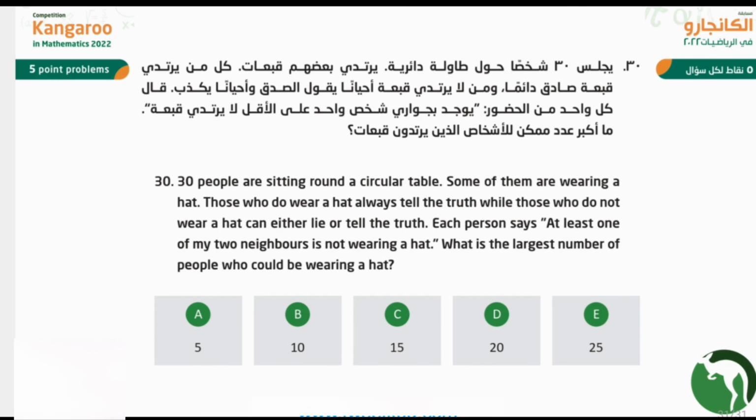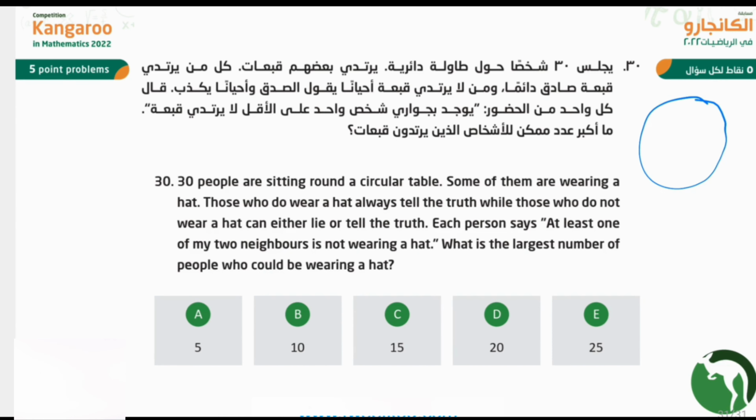Okay, now in question 30, the last question: 30 people are sitting around a circular table. Some of them are wearing a hat. Those who do wear a hat always tell the truth, while those who do not wear a hat can either lie or tell the truth. Each person says: at least one of my two neighbors is not wearing a hat. What is the largest number of people who could be wearing a hat?